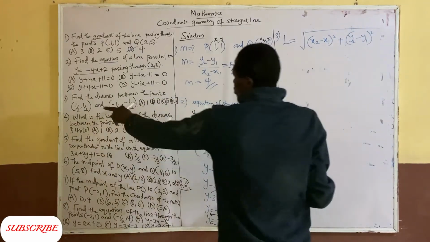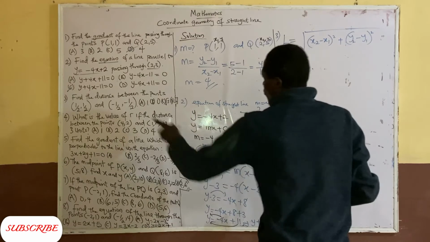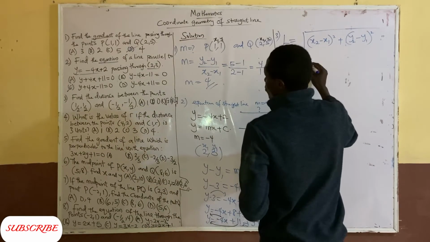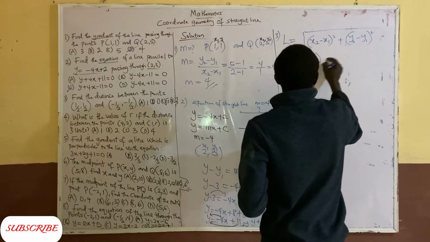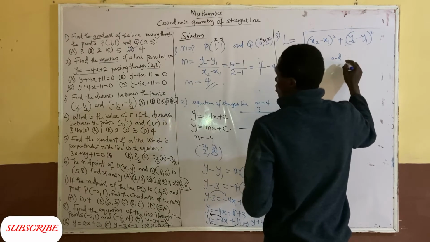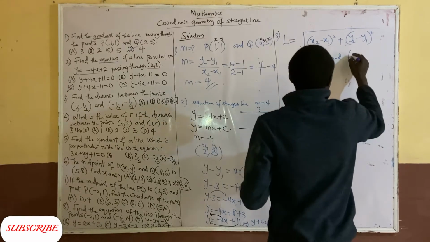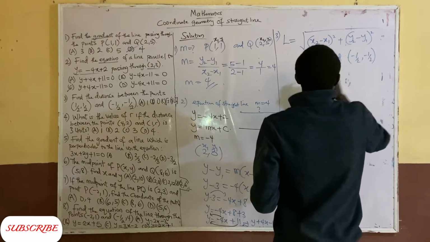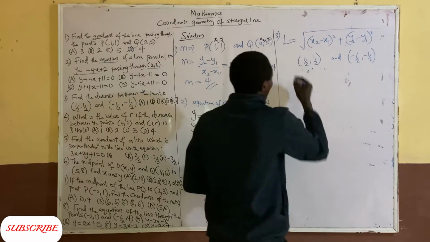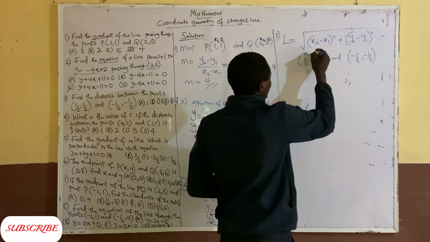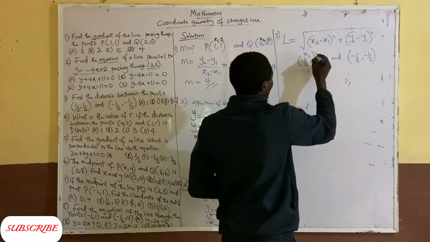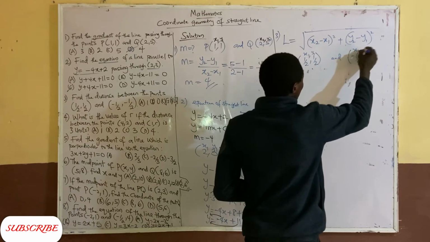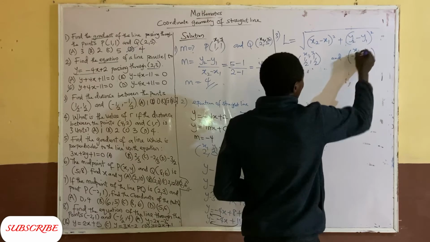So we have to calculate the distance between 2 points. Now the first point given to us is (1/2, 1/2), and the second point is (minus 1/2, minus 1/2). This is x1, y1, and this is x2, y2, separated by comma.